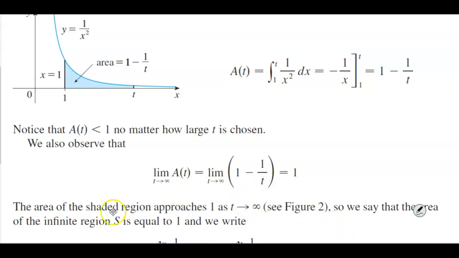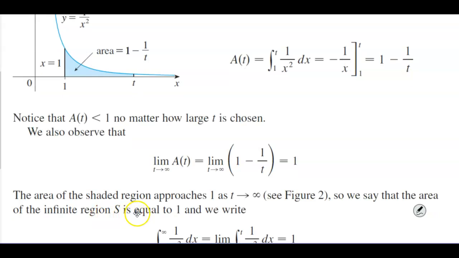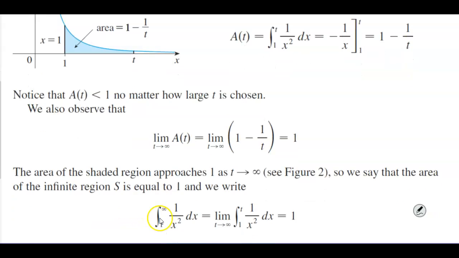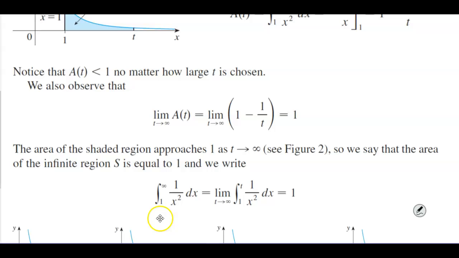So we say that the area of the infinite region S is equal to 1, and we would write the following. The integral from a lower limit of 1 to infinity of 1 over x squared dx is equal to the limit as t approaches infinity of the integral from 1 to t of 1 over x squared dx, which is equal to 1.